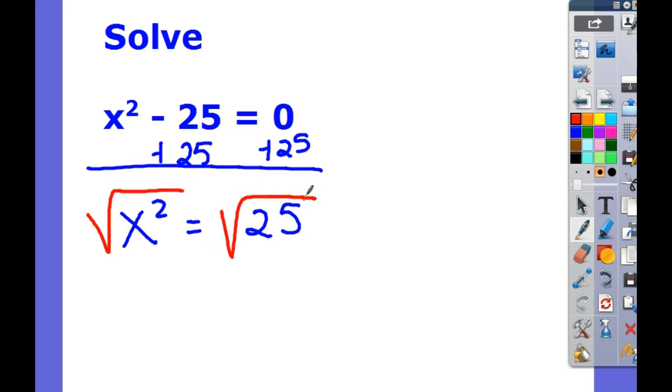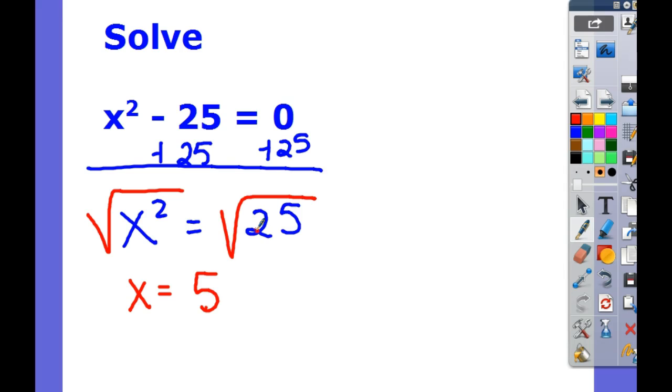Can I take the square root of both sides? The square and the square root cancel each other out, so this is equal to x. What's the square root of 25? Why is it 5? 5 times 5 is equal to 25.